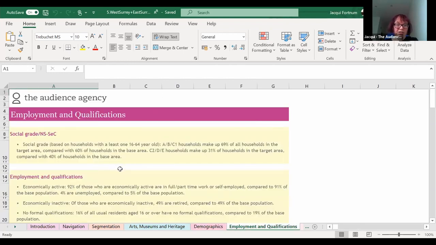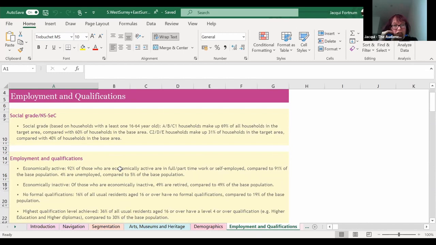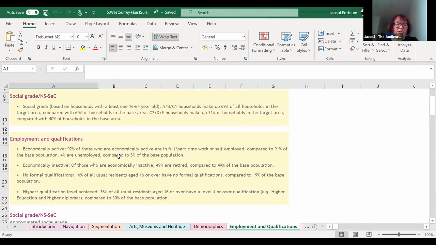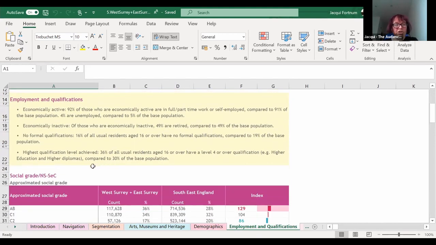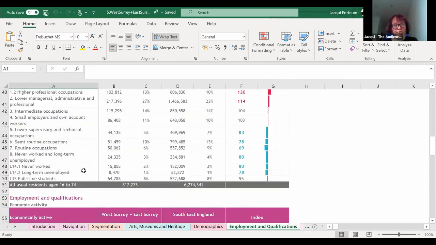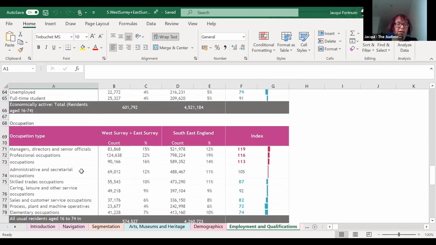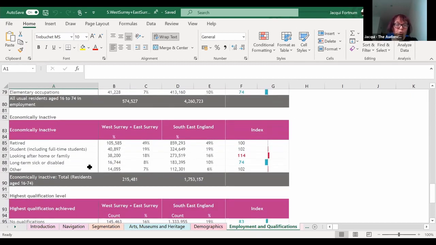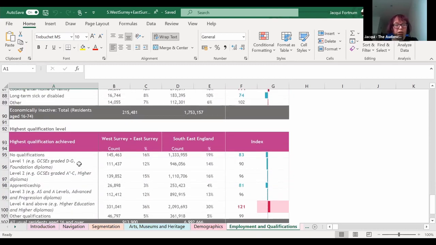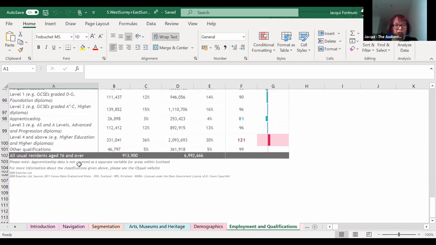The next set of data is what is used to inform the government's NSSEC social grade classifications. So this looks at employment and qualifications, and what sort of jobs people are doing, and if they're not working, whether it's because they're retired or they're in full-time study or for some other reason. So again, lots of information there.